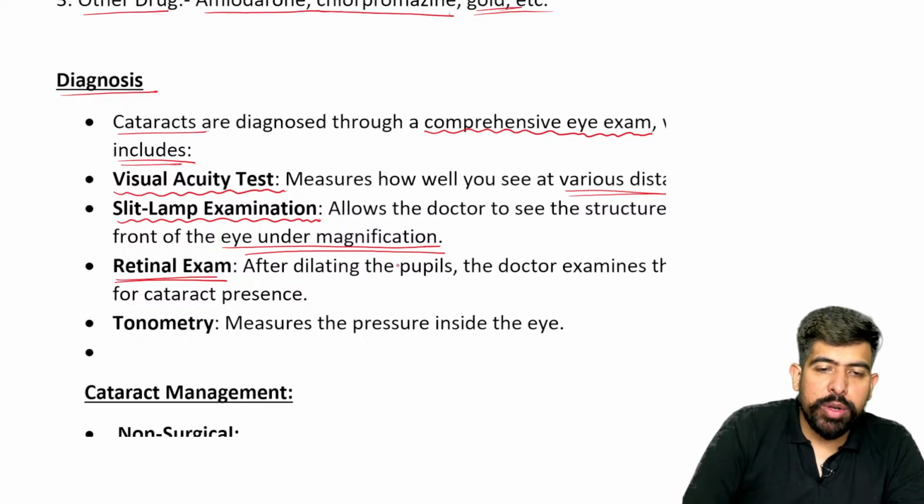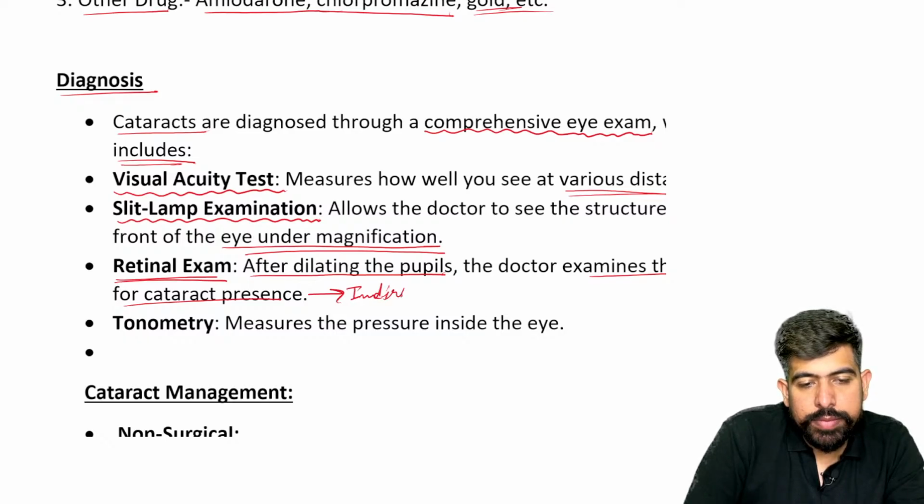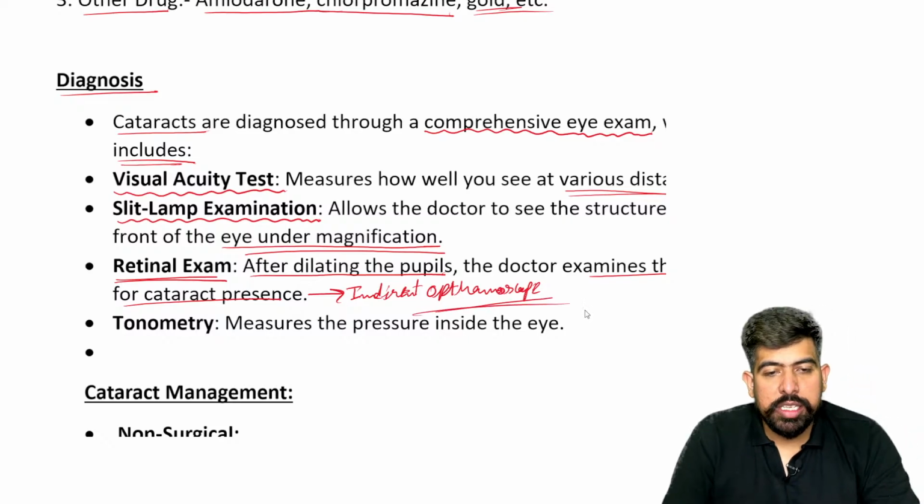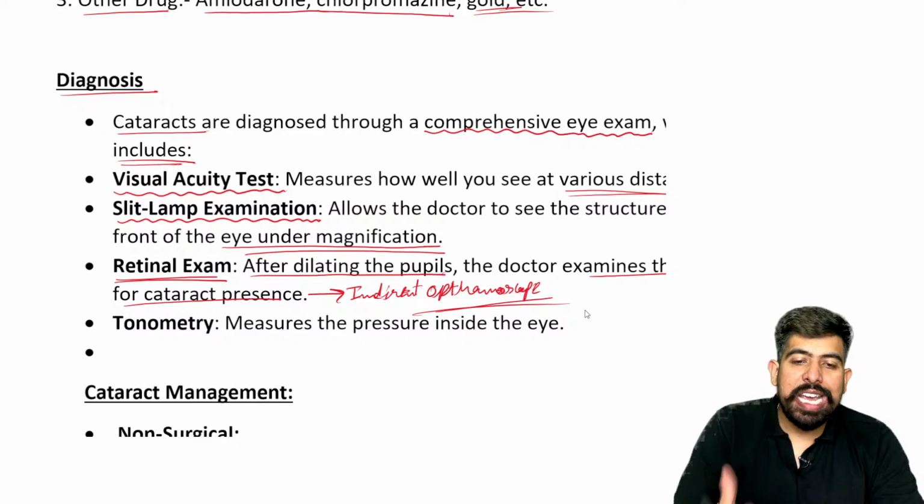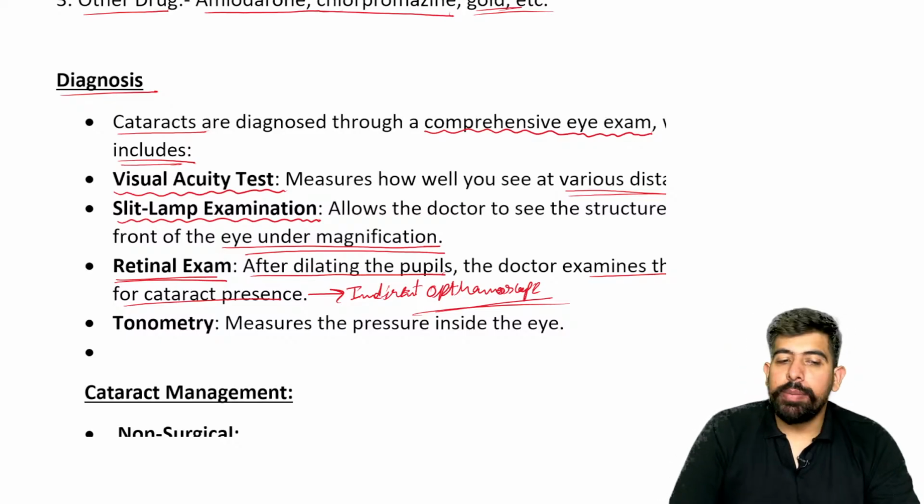So please remember about it. Just mention here for the retinal examination: after dilating the pupil, the doctor examines the retina for the cataract presence by the indirect ophthalmoscope. Through the indirect ophthalmoscope, we can see the retina even in the hazy medium.